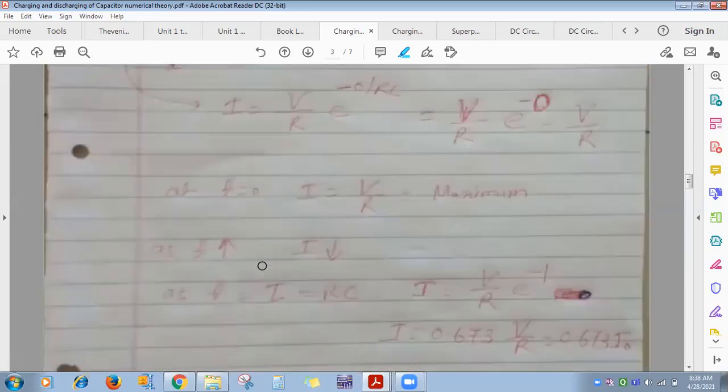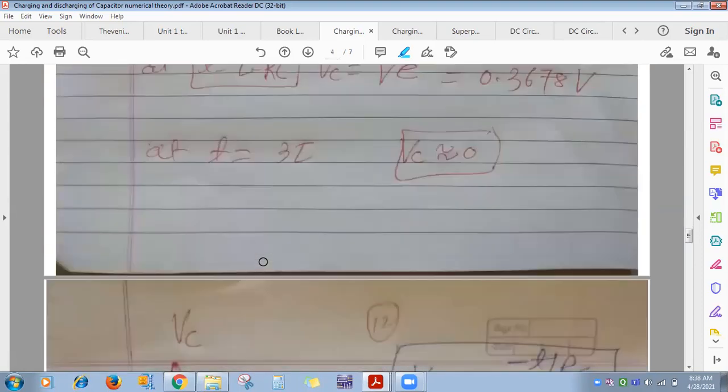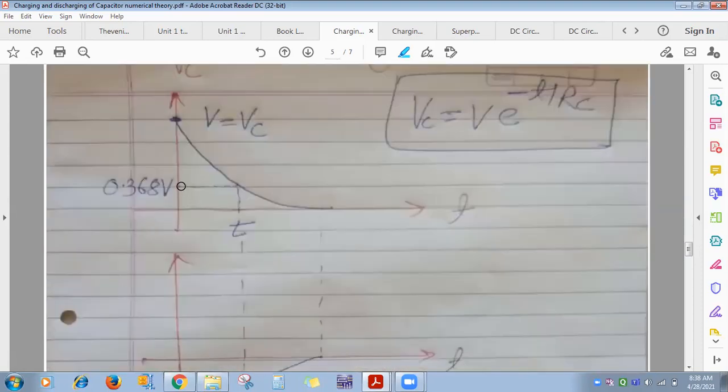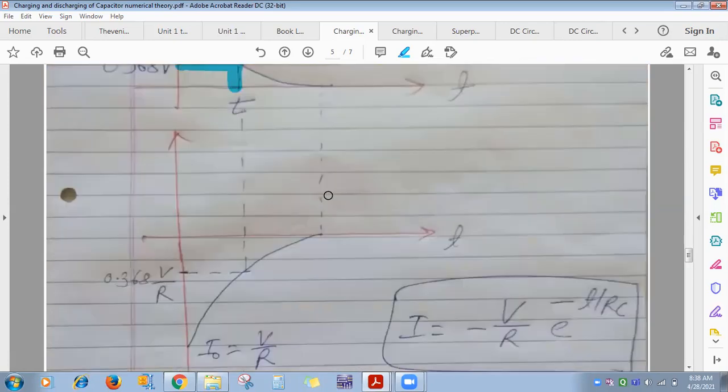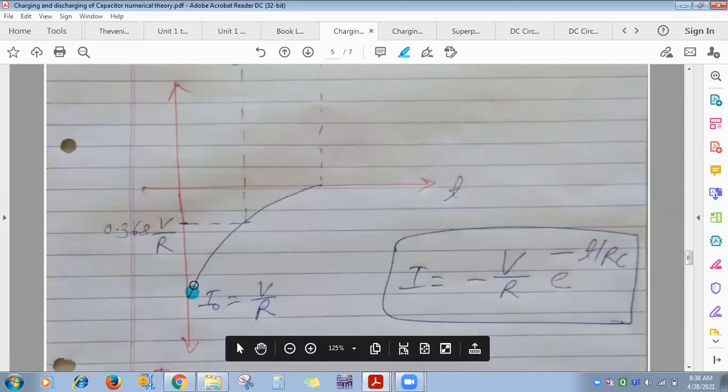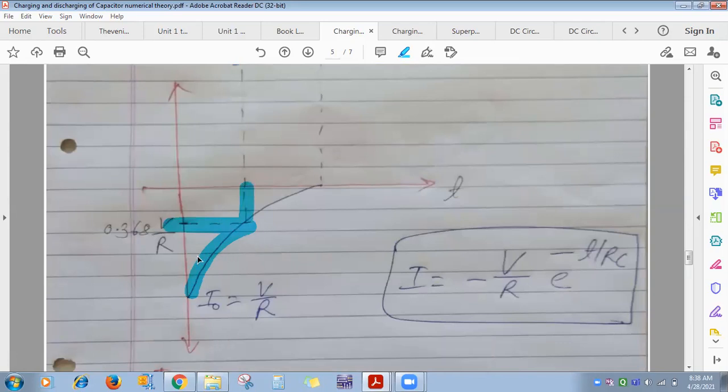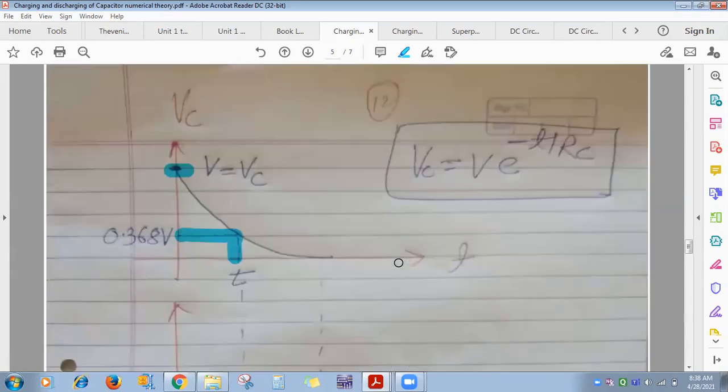Same definitions for discharging also. During discharging, how can you define it? When voltage decreases to 36.8% of its initial value, or when current decreases to 36.8% of its initial value. Okay, so these are the definitions.